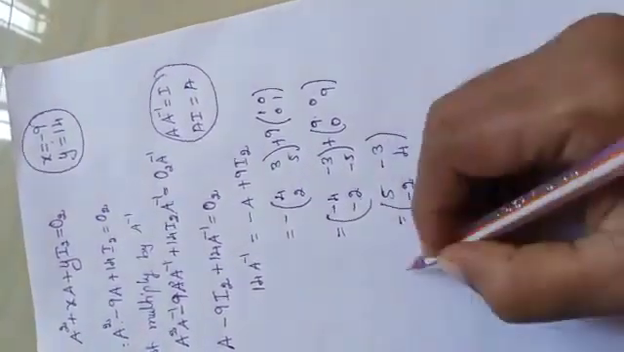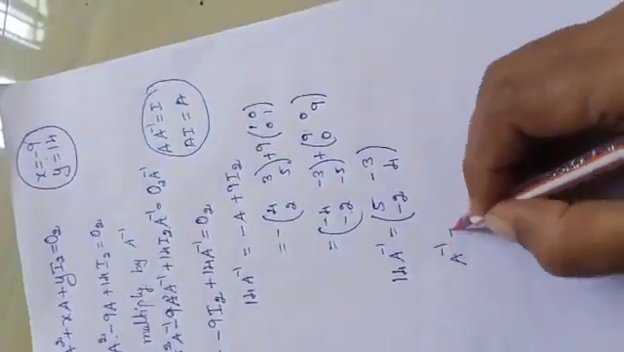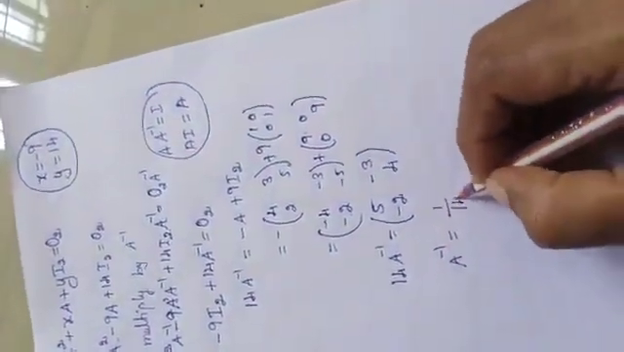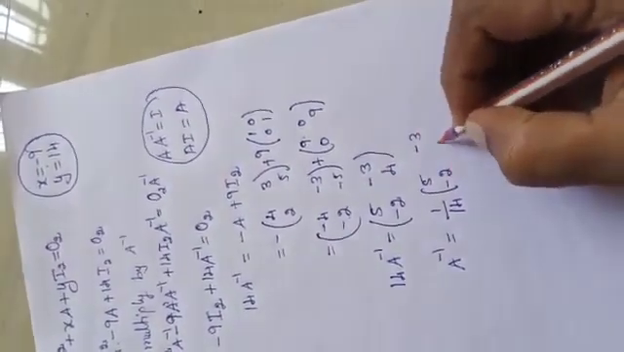What is that? 14. Actually this is 14 into A inverse. What is A inverse from here? A inverse is equal to 1 by 14 into 5, minus 3, minus 2, 4.